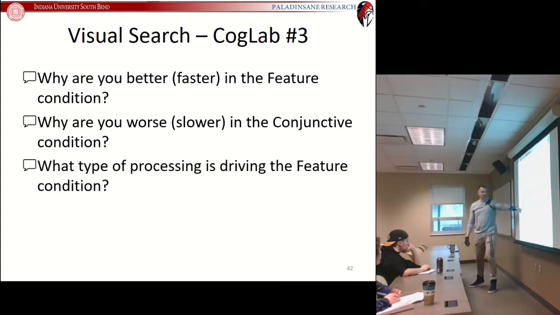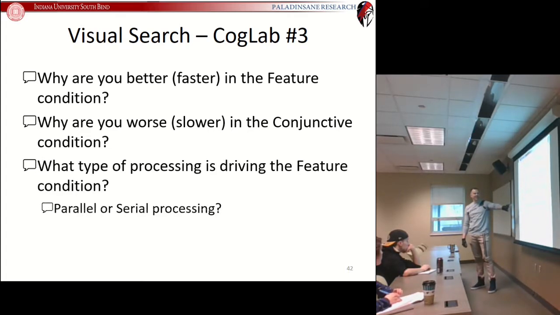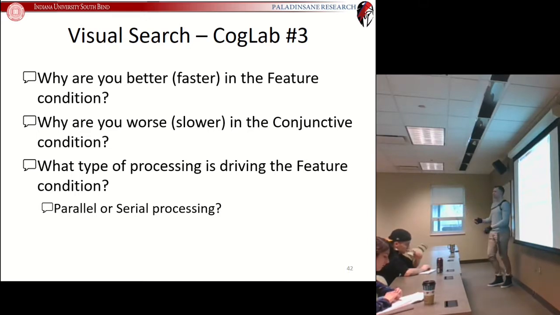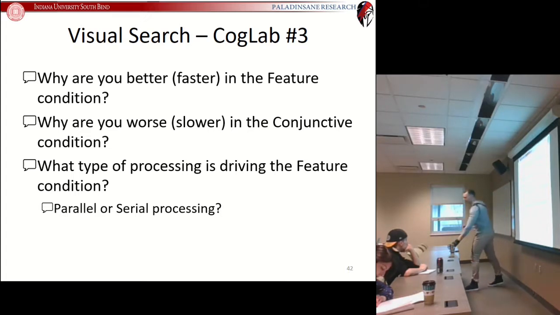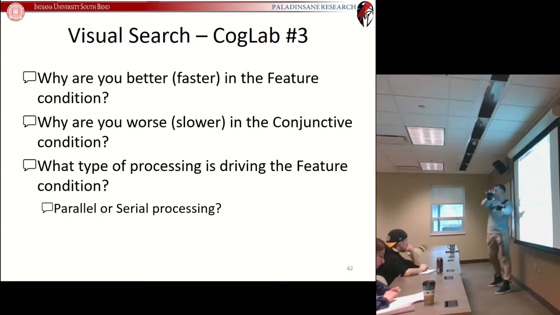So that goes to these follow-up questions. The reason you're better or faster in the feature condition, and what that reaction time is telling us, is that you are processing all of that information all at once. So it doesn't matter if there's 4 distractors and 1 target, all of that information is getting processed at once. It doesn't matter if there's 16 distractors, all of that information is getting processed at once. 64 distractors is just all going through this processor. That is parallel processing by definition.